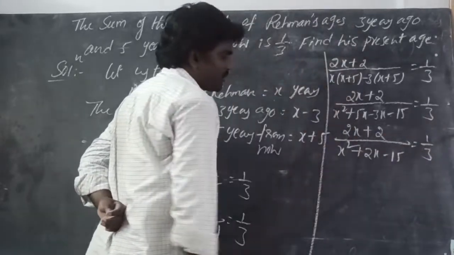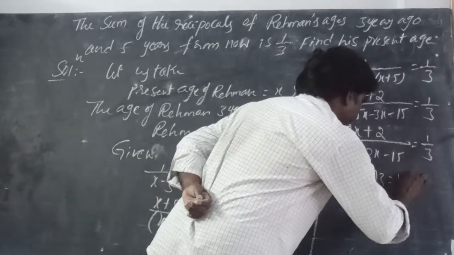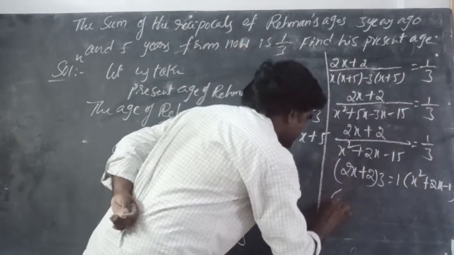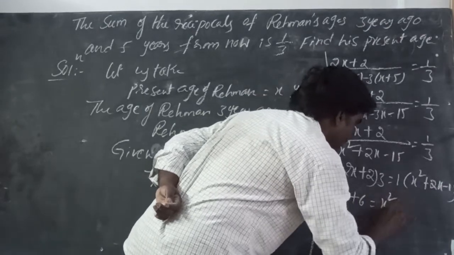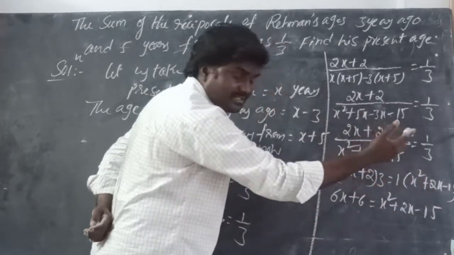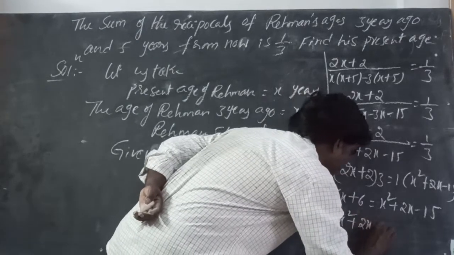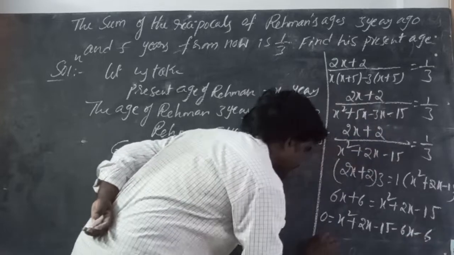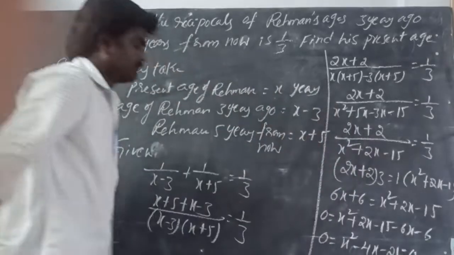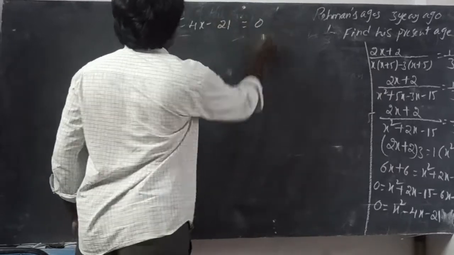by 3. Now we can cross multiply. 2x plus 2 into 3 is equal to 1 into x square plus 2x minus 15. Here 3 twos are 6x plus 6 is equal to x square plus 2x minus 15. So these two terms, when moved across, change their signs. Okay, 0 is equal to x square plus 2x minus 15 minus 6x minus 6. 0 is equal to x square minus 4x minus 21. x square minus 4x minus 21 is equal to 0.